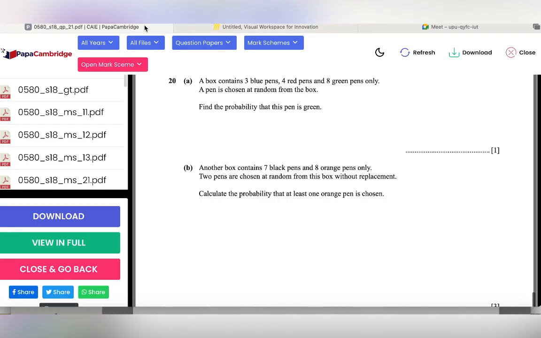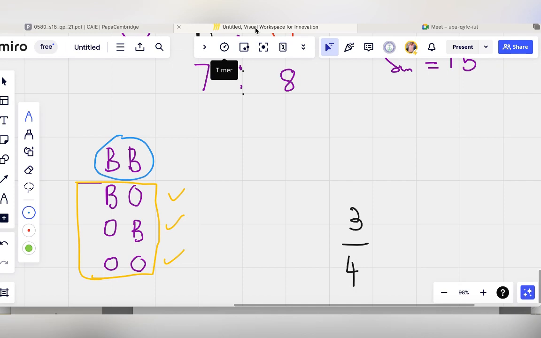The question says, calculate the probability that at least one orange pen is chosen. So here it will be the probability of the first one being black, times the probability of the second one being orange, plus the probability of the first one being orange, times the probability of the second one being black, plus the probability of the first one being orange and the second choice being orange. So we either do it like this, or we say one minus the probability of both of them being black.